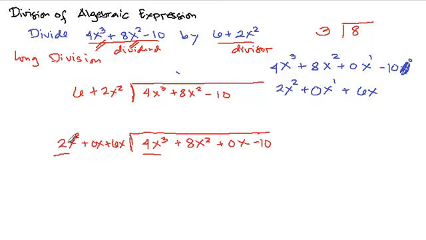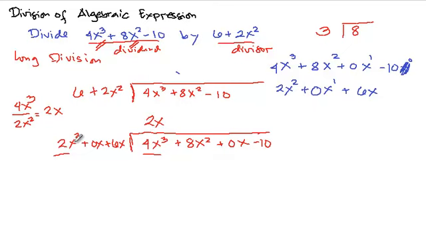4x cubed divided by 2x squared. What will be the answer? It's that easy. 4x cubed divided by 2x squared. So we just write here 4x cubed divided by 2x squared. The answer is simply, well, that's 2. 4 divided by 2, that's 2. X cubed divided by x squared is x, right? 3 minus 2, that's 1. So we put here 2x.